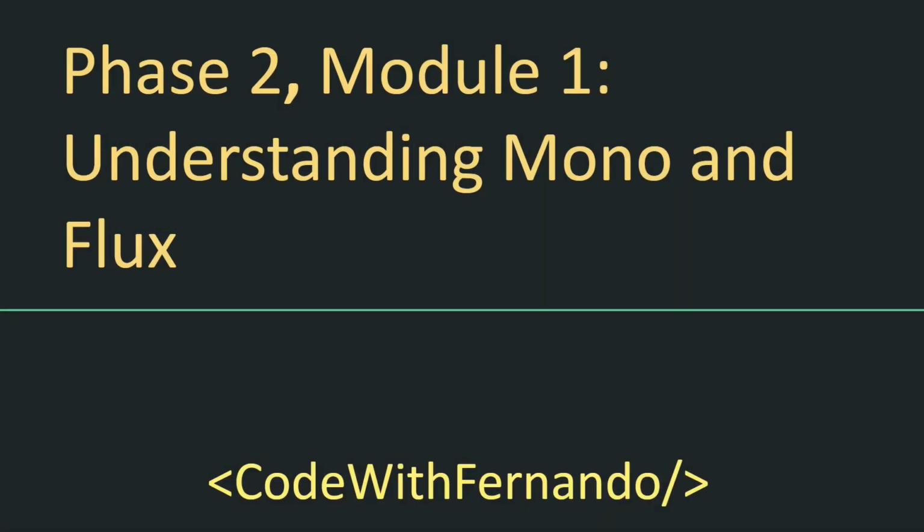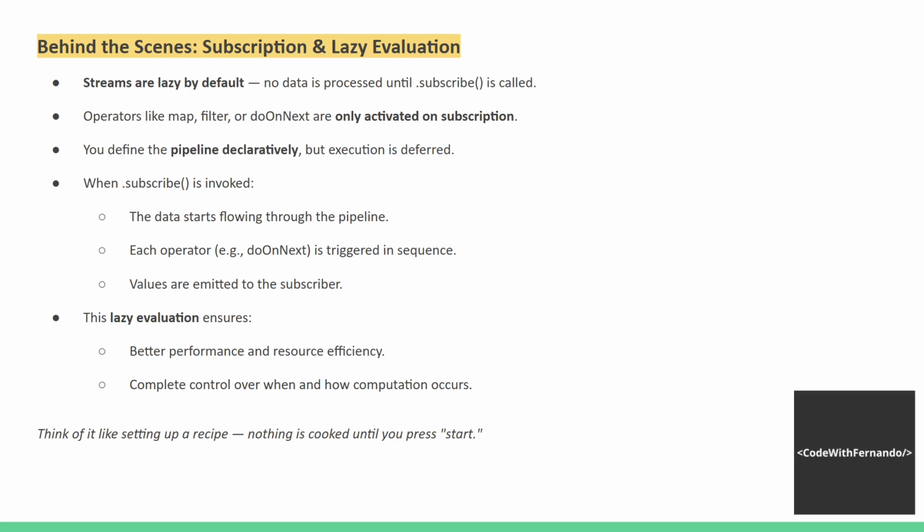In this video, we are going to continue with Phase 2, Module 1. It's going to be Part 2, Understanding Mono and Flux Behind the Scenes, subscription and lazy evaluation. I know we have already seen this about subscription and lazy evaluation before, but it's quite important to really understand what's going on under the hood.